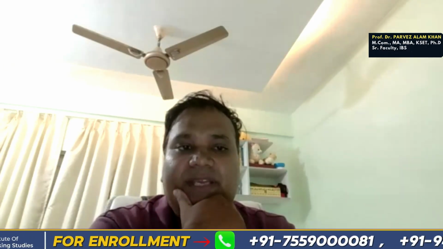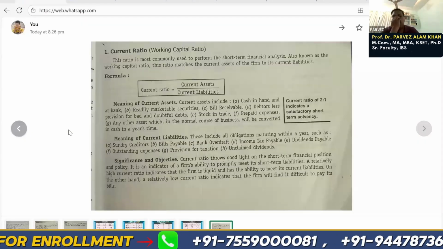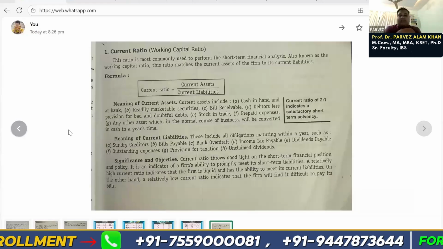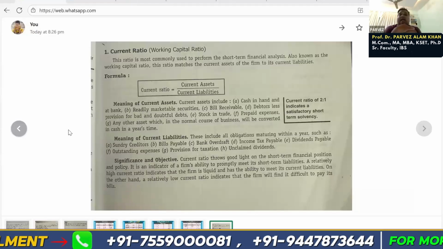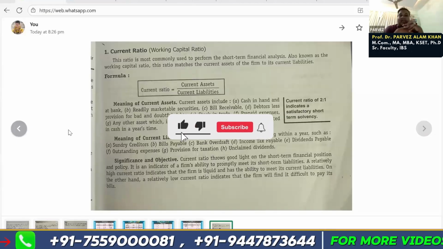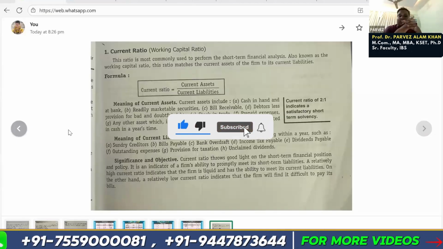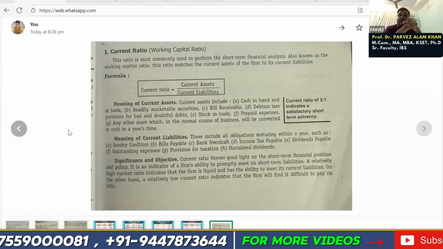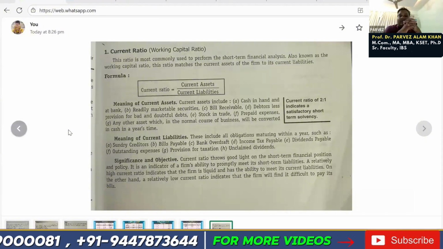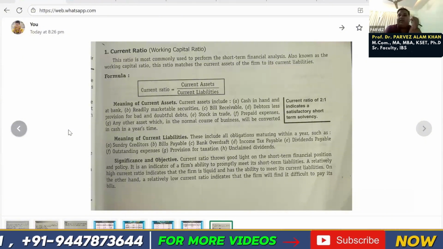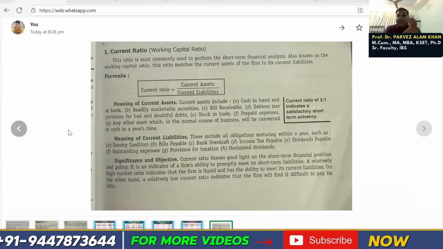If you see the page which I have shared, here they have written the current ratio formula, and what comes under current assets and what comes under current liabilities. Under current assets, you have cash in hand, readily marketable securities, bills receivable, which you receive from the customers, debtors, stock in trade, prepaid expenses. Any other current asset which is within 1 year of time comes under current assets.